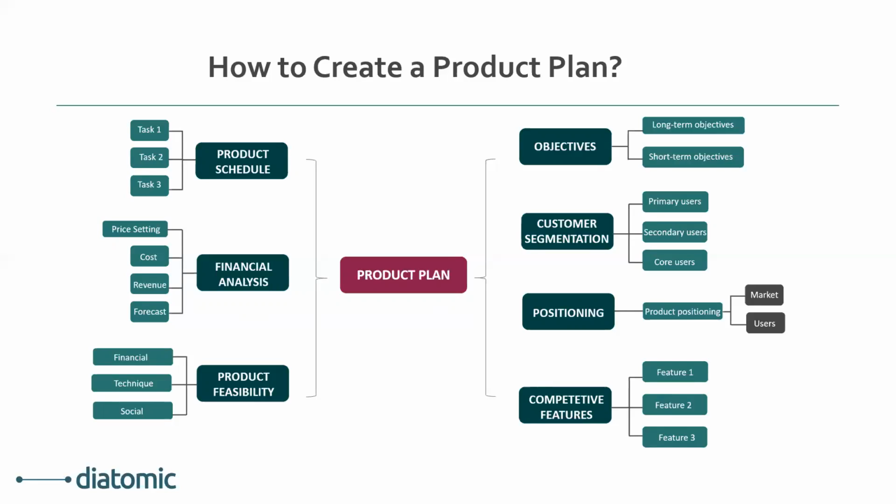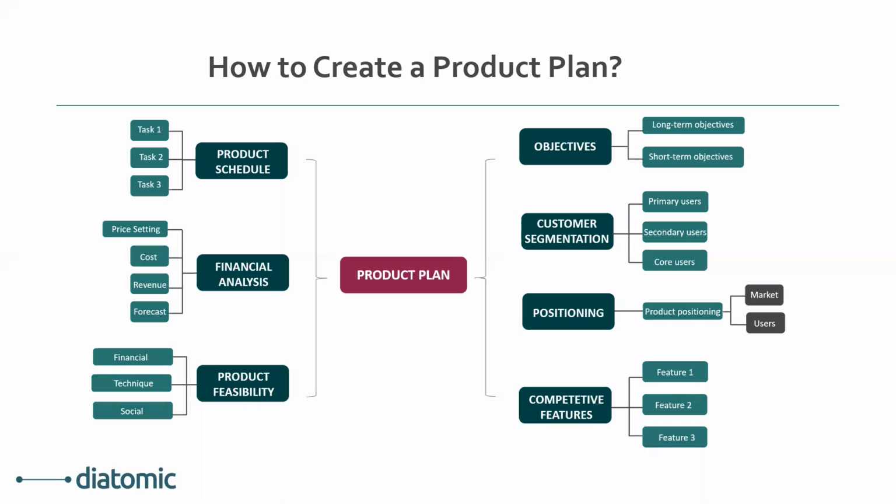Product feasibility consists of technical, financial, and social feasibility. In this stage, the analysis of rival products should be emphasized. Financial analysis is the foundation of launching a product. So a product manager should have a strong sense of considering price setting, forecast costs and revenue.